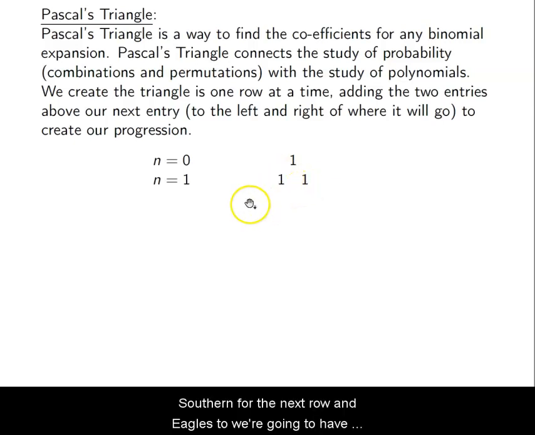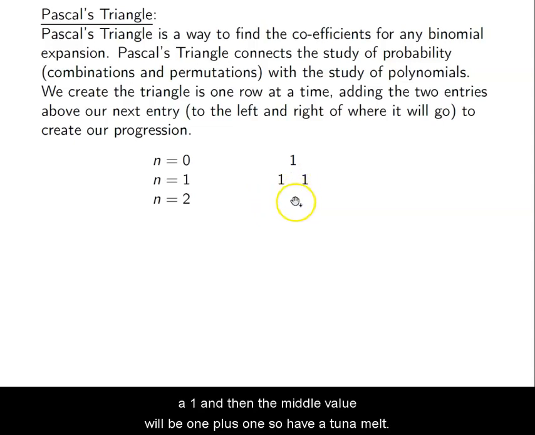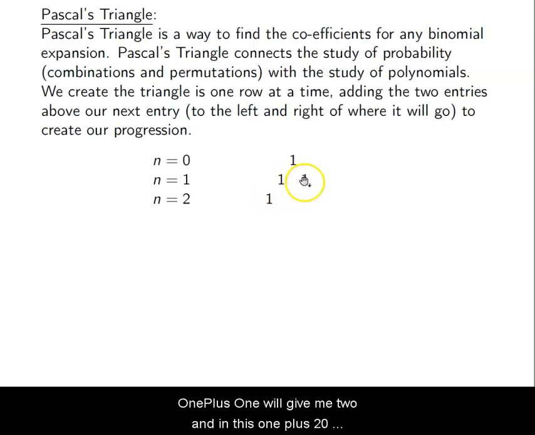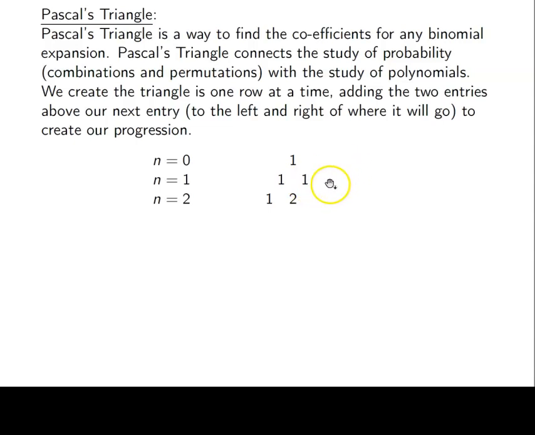So then for the next row, n equals 2, we're going to have a 1. And then the middle value will be 1 plus 1, so I'll have a 2 in the middle. And then a 1 on the end, because there's nothing above it on the left, plus the 1 gives me just the 1. 1 plus 1 will give me 2. And then this 1 plus the 0 that's on the right, that's not visible, there's nothing there, right? Will give me another 1.